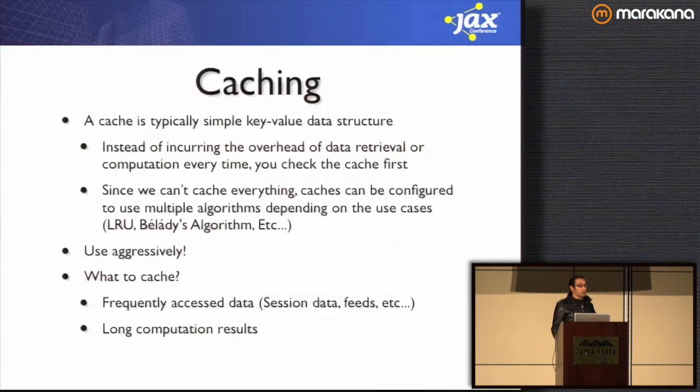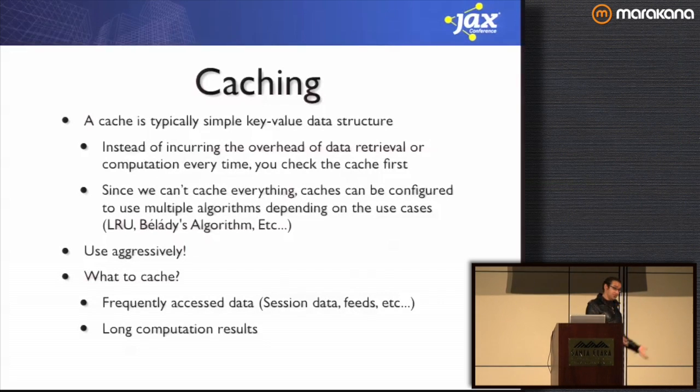Since we can't cache everything, this is not a dump of data in memory. Caches can be configured to use multiple algorithms, like LRU, least recently used, or most recently used, depending on your specific use case. So use caching aggressively if you want to scale as much as you can, flat out. But what to cache?